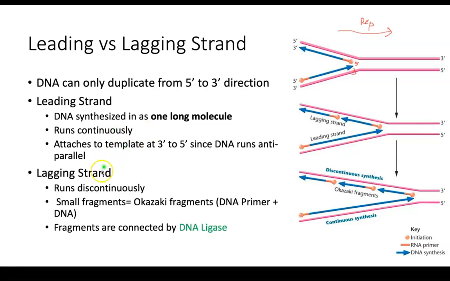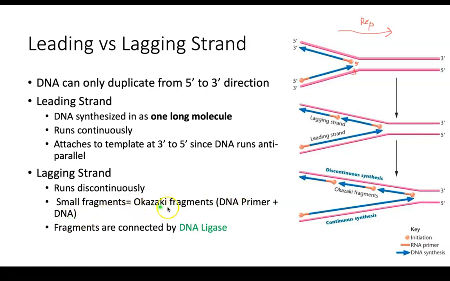Okay. The lagging strand runs discontinuously. I'm going to explain why. As it runs discontinuously, instead of having one long molecule, it's made up of many, many small molecules called Okazaki fragments. And this was the scientist who discovered it, Dr. Okazaki. So these Okazaki fragments consist of a DNA primer and new DNA.